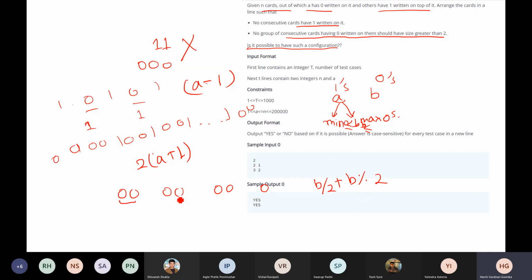If this would have been an even number, there would have been four groups. So the minimum number of ones will be when I put just ones in between them, not at the extremes, only in between them. So my minimum number of ones comes out to be b by 2 plus b mod 2 minus 1. Is the idea clear? How I found the minimum number of ones?